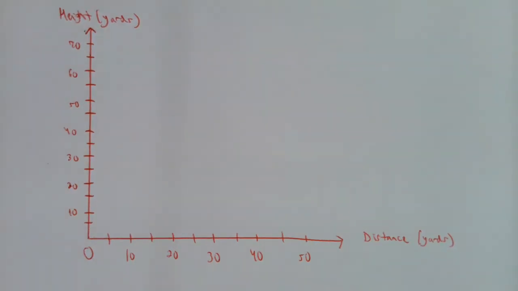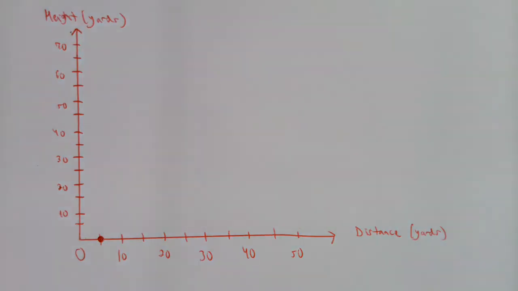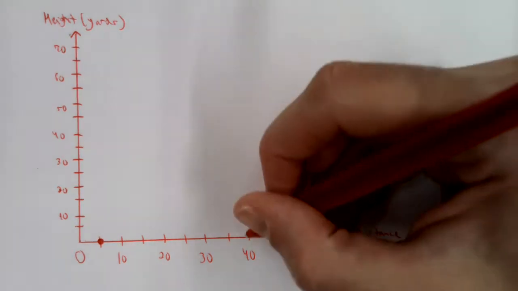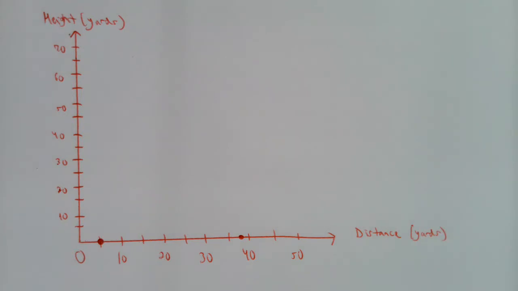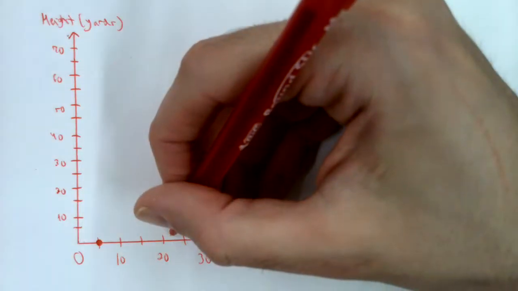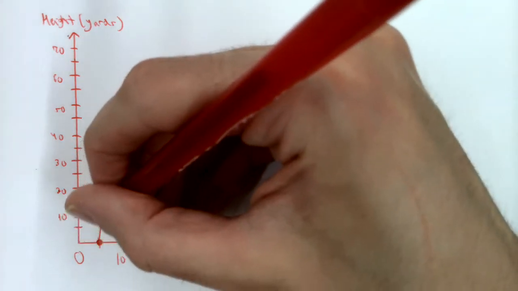Okay. So it says blue jay starts at 5-0 right there, and blue jay lands at 38. And blue jay reaches a maximum height of 25 yards. So halfway in between 5 and 38 would be 21.5. So at around 21.5, let's say over here, blue jay reaches a maximum height of 38. So this is blue jay's path right here.